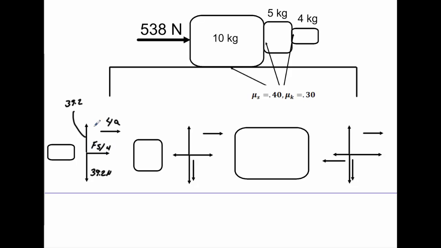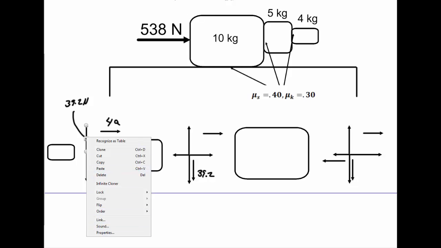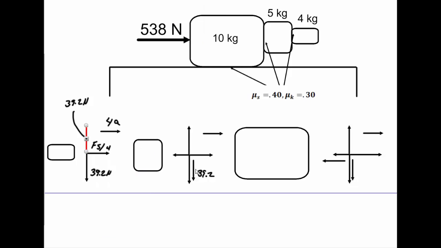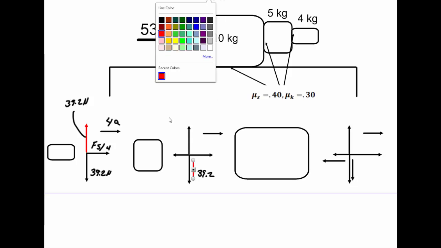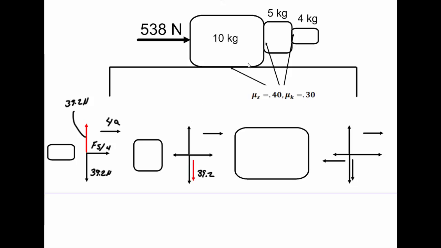Alright, so we start there. We have 39.2 newtons, and this is the force that the 5 exerts on the 4, along with mass times acceleration. When we jump over to the 5, we'll immediately make this 39.2 newtons also. These are called force pairs, so I'll change the color of these to red. Then when we get to the 5, we do 5 times 9.8, and we get 49 newtons coming down.